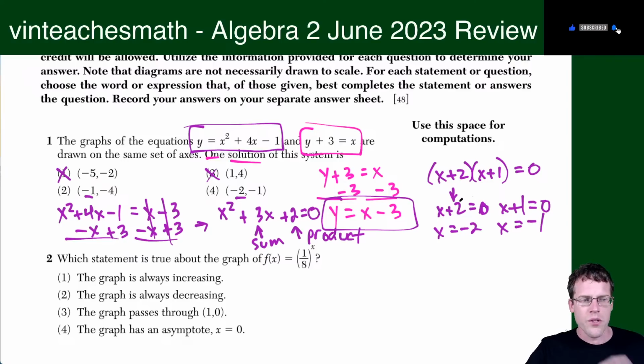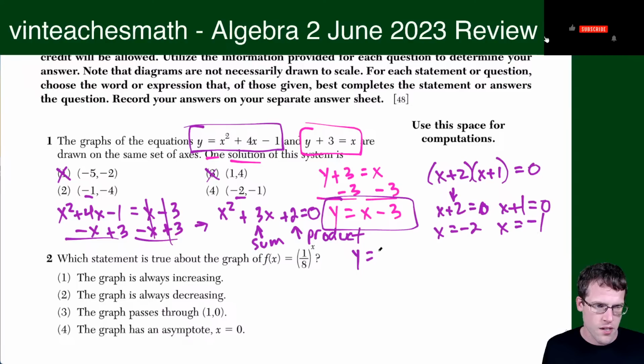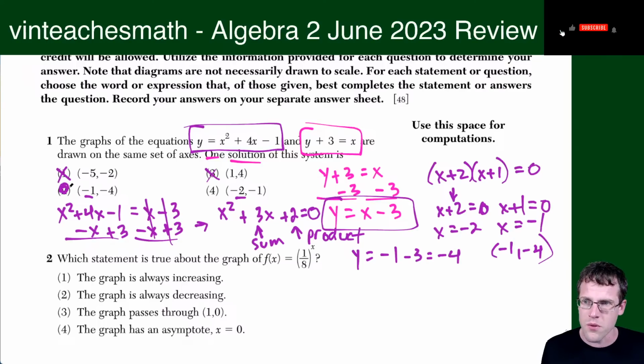If we were going to do all of this by hand, we would have to plug back in. But we do have a calculator, so let's see. If we plug into this linear equation, y equals x minus 3, with x equal to negative 1, negative 1 minus 3 is negative 4. So when x is negative 1, y should be negative 4, which matches choice 2. That's why choice 2 is good. If you were to plug in negative 2, negative 2 minus 3 is negative 5, not negative 1. So that's no good.